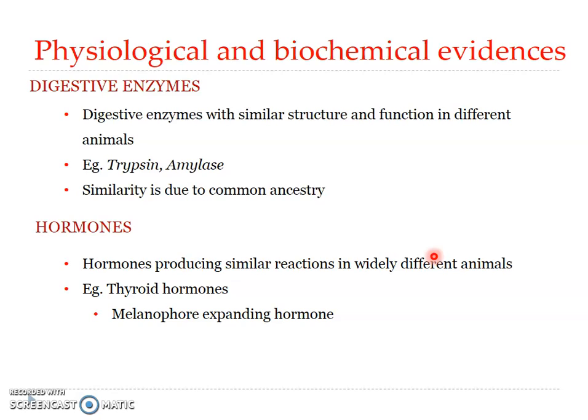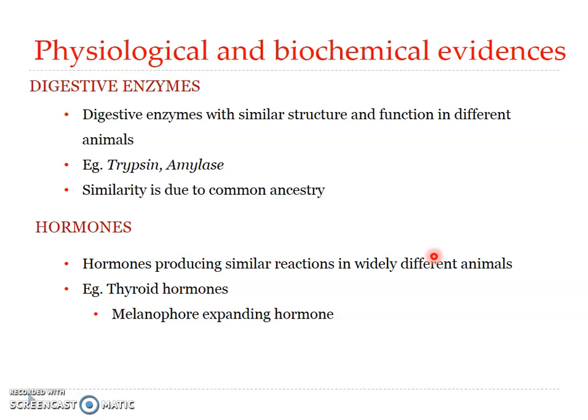When the hormone is injected into widely different animals, we can see that these animals show similar reactions. For example, hormones extracted from the thyroid gland of cattle can be effectively used in the treatment of human thyroid deficiencies. The thyroid hormone is also essential for the proper metamorphosis of frogs. If a tadpole's thyroid gland is surgically removed, it will not metamorphose into a frog. But if thyroid hormone extracted from cattle or sheep is injected into such a tadpole, metamorphosis will occur.